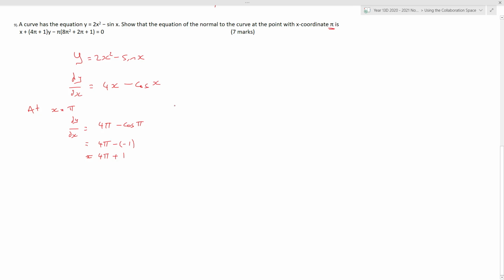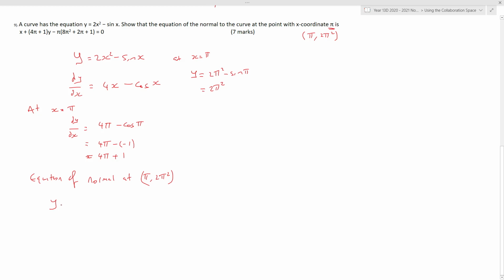So that's at pi. Let's just find the y value at x equals pi. y is equal to 2 times pi squared minus sine of pi. Now we know sine of pi is equal to 0, so that's equal to 2 pi squared. So the coordinates are pi and 2 pi squared. So we want to find the equation of the normal at pi, 2 pi squared.